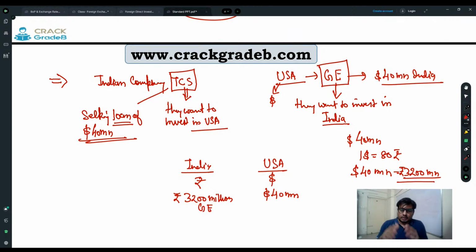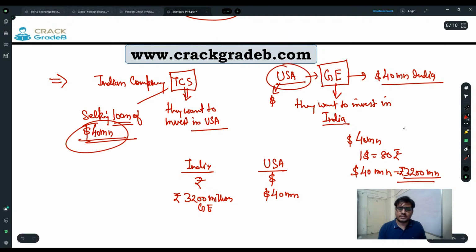And they found each other, that okay, you are going to invest the same amount, the same $40 million in USA, and the USA's company is going to invest $40 million in what? In India. GE needs rupee and TCS needs what? TCS needs dollar. TCS is an Indian company. So in India, they can raise the loan in rupee.